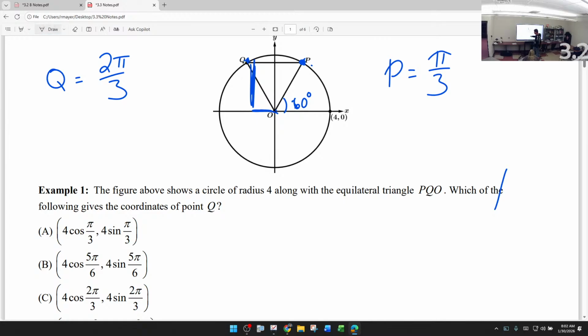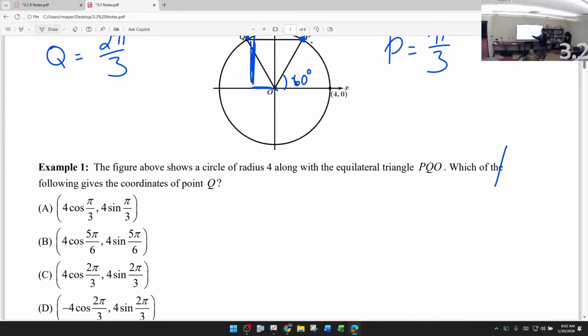Oh, I don't want to draw again. If I go 5 pi over 6, I'll go 1/6, 2/6, 3/6, 4/6, 5/6. I'm going to end up over here. B is not a single point on this particular triangle. B is over here. B is not on this triangle. C, 2 pi over 3. 1/6, 2/6, 3/6, 4/6.